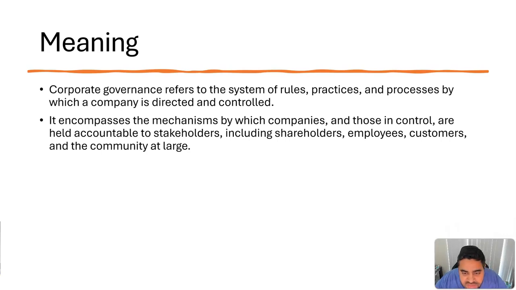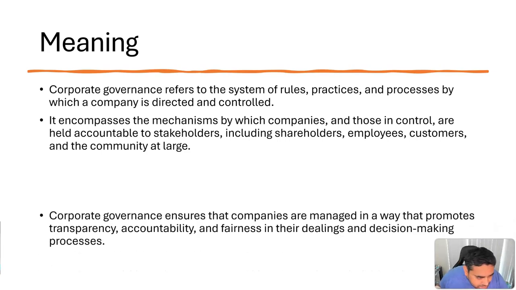It encompasses the mechanisms by which the companies and those in control are accountable to stakeholders, including shareholders, employees, customers, and community. So we need to understand that anybody who is part of the company, or even the company itself, is actually accountable, right? Accountable to whom? Accountable to their shareholders, accountable to employees who are working in those companies, accountable to the customers, and even to the community, right? Even the society you are working for. So it is very important that you do what is right for all these stakeholders, right?